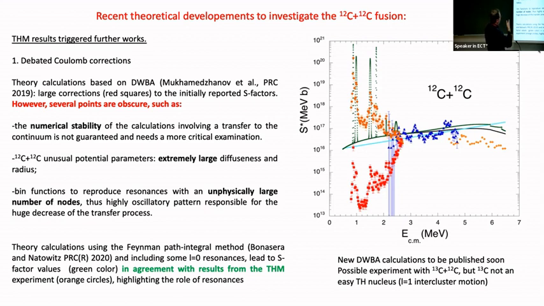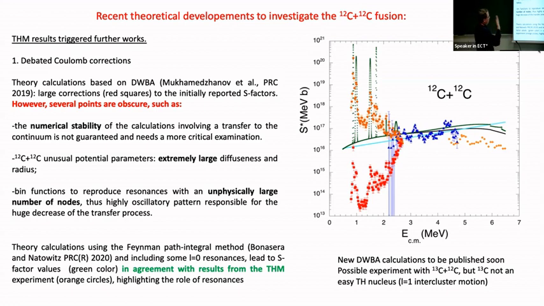This is not easy to calculate because you need to get numerical stability, and there are other problems, for instance, with the potential or with the number of nodes. So we are addressing these problems by doing a new DWBA calculation from scratch, just to show you this result. But it's interesting, and probably Aldo can comment later on.